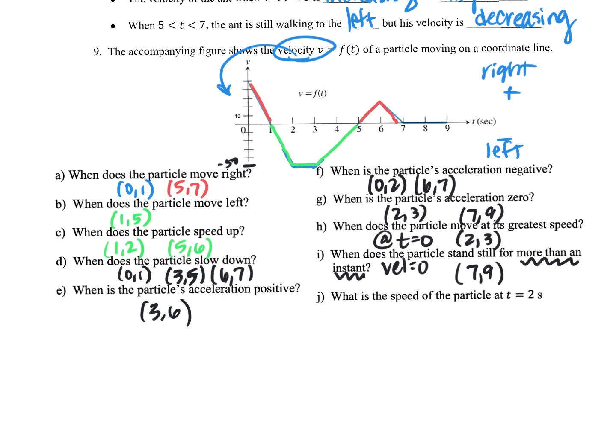What is the speed of the particle at t equals 2 seconds? Speed. When the police officer clocks you, is he saying you're going negative 50 miles an hour? No, you're just going to say 50, yeah, units per whatever.